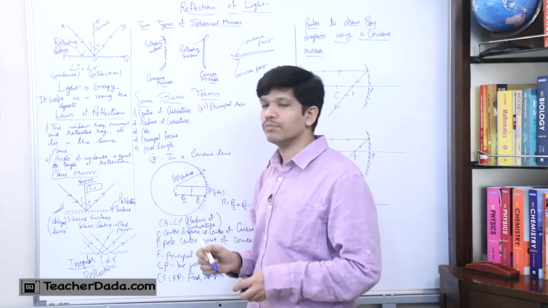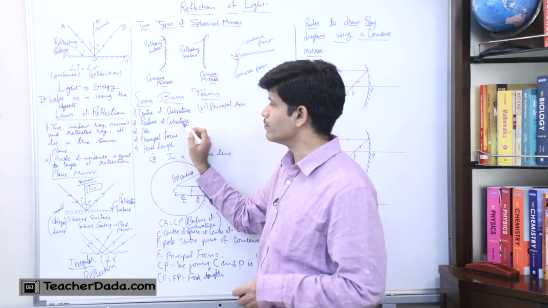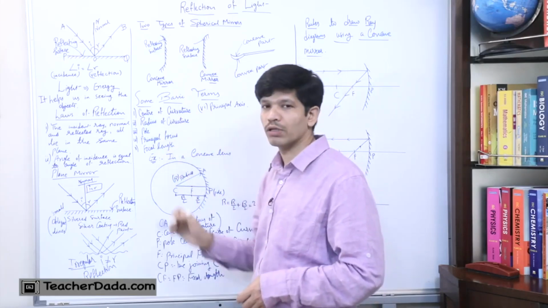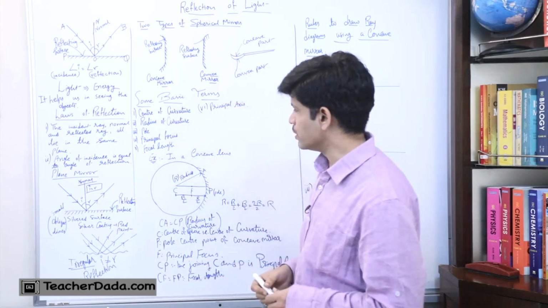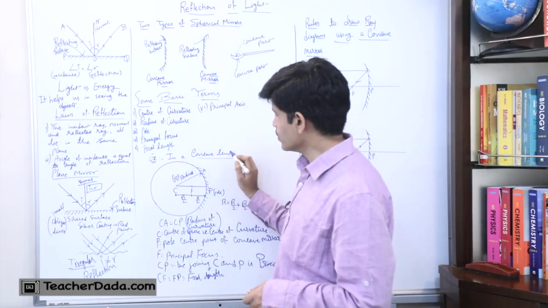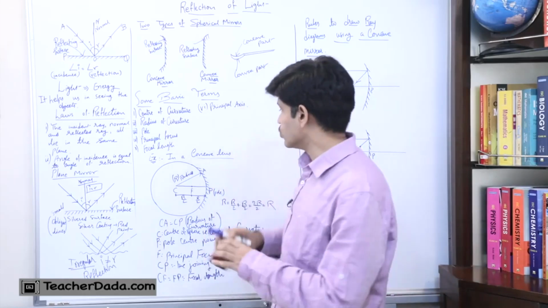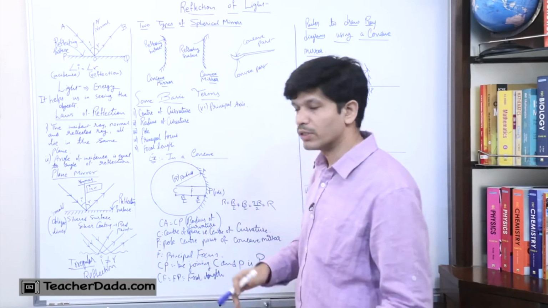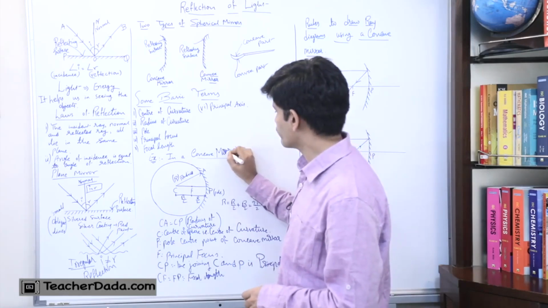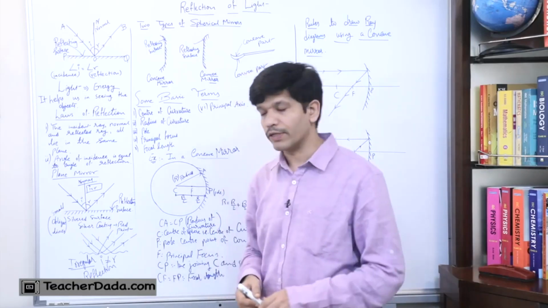Now there are some basic terms which we need to know. The first term is center of curvature, the second is radius of curvature, then pole, then principal axis, then principal focus and focal length. So what are these basically? Let us take the example of a concave mirror, because we are studying mirrors. The lens part we are going to cover in the next topic, that is refraction.